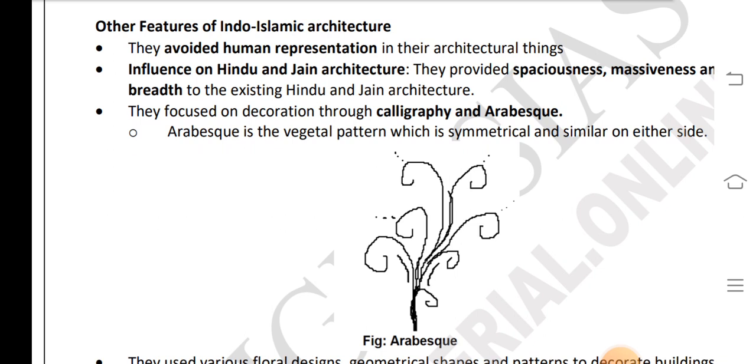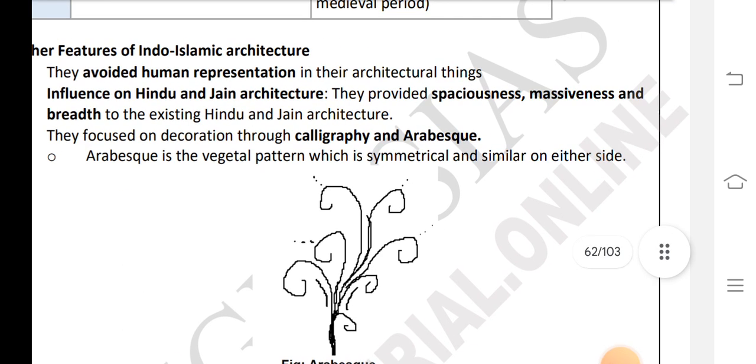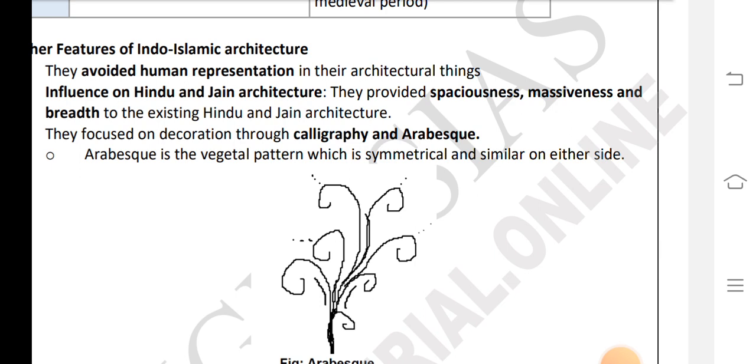Other features of Indo-Islamic architecture: they avoided human representation in their architecture, things and influences on the Hindu and the Jain architectures. They provided spaciousness, massiveness and breadth to the existing Hindu and Jain architecture.